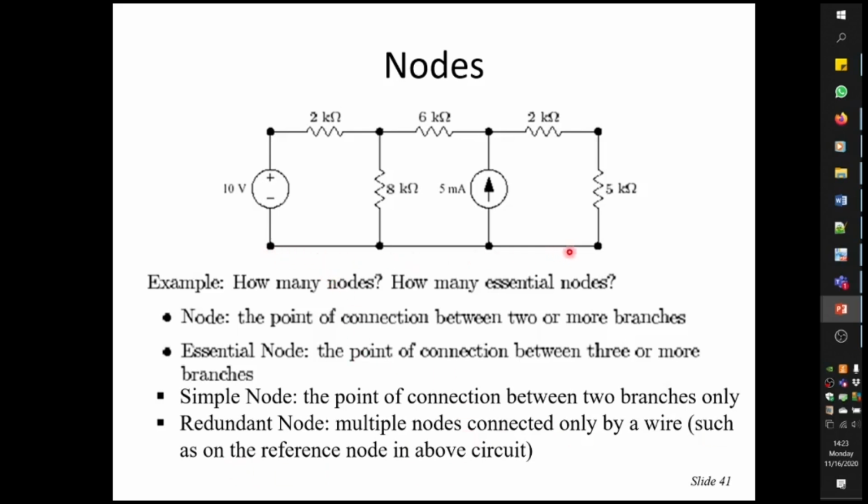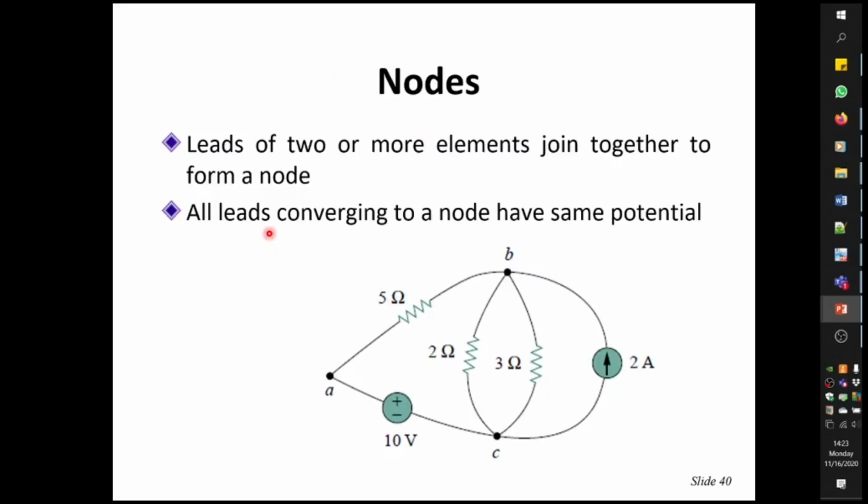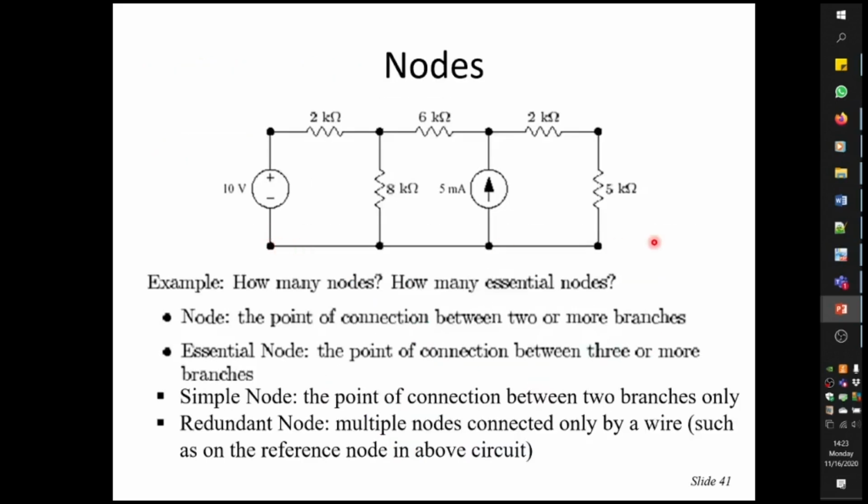If you think of this as the reference node, you can see 3 nodes that you can just do away with, and you can draw the circuit as I had drawn here. You just condense all those 4 nodes into one. So actually you just have one node here. So 1, 2, 3, 4, 5. You basically have 5 nodes in this circuit.